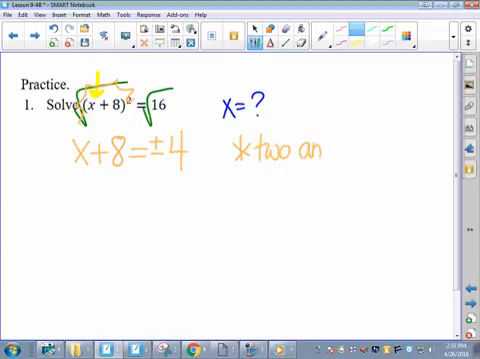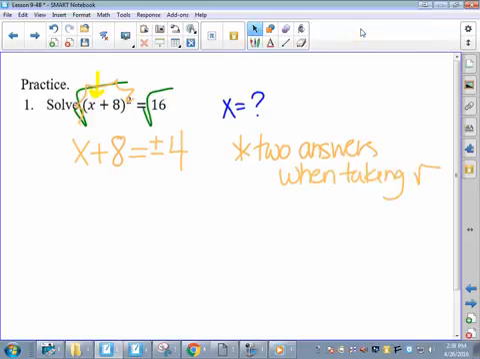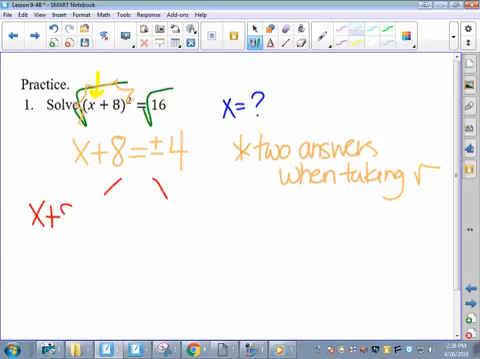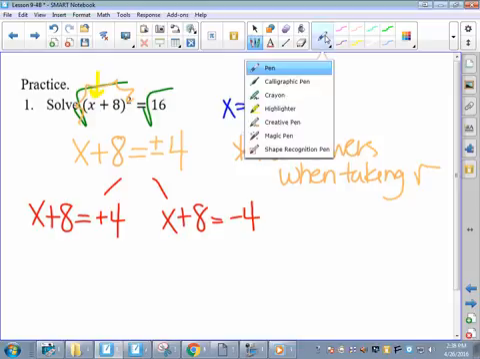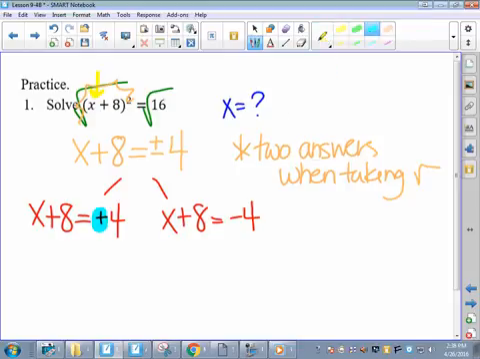Two answers when taking a square root. Then we're going to break that up. We're going to have two equations to solve: x plus 8 equals positive 4, and x plus 8 equals negative 4. Notice the only thing that changed when I wrote out those two equations was the positive and the negative. I don't change any signs on the 8s or anything else.